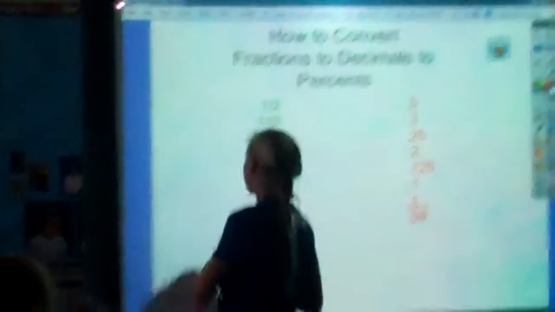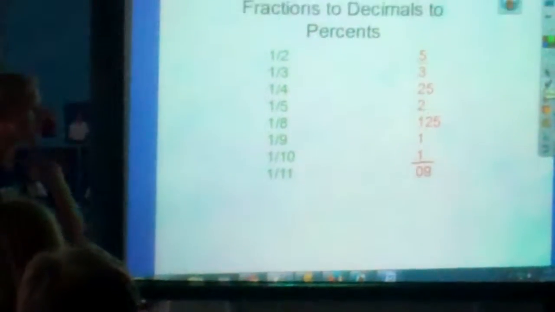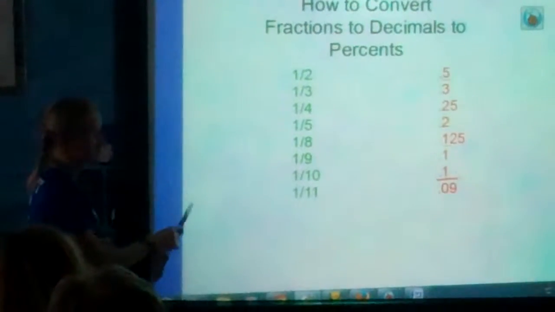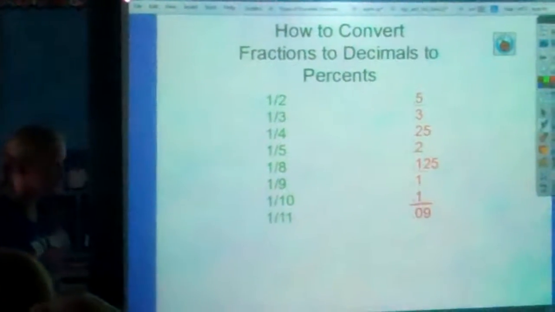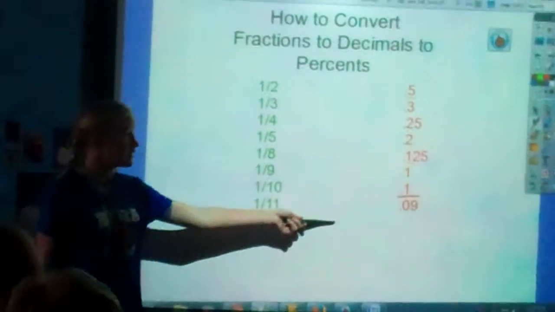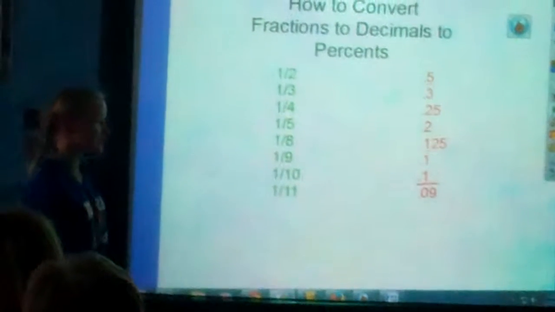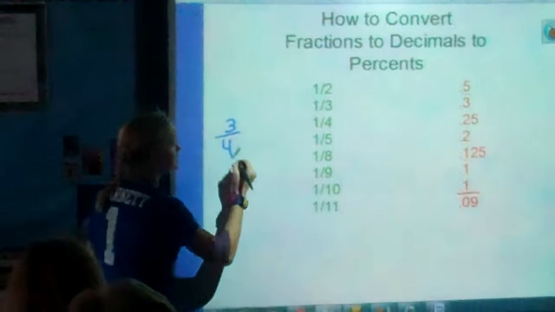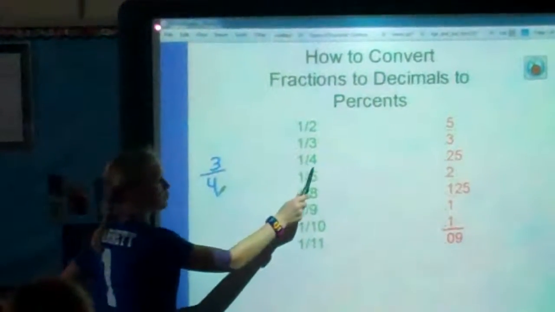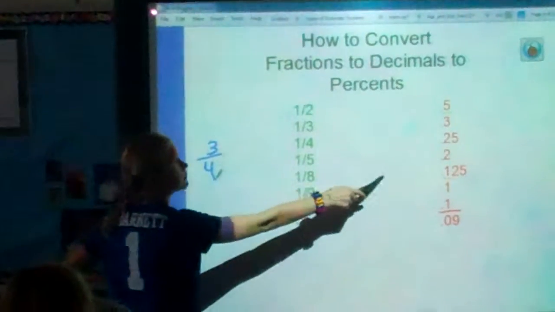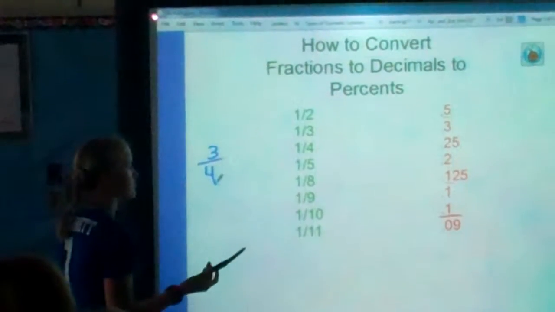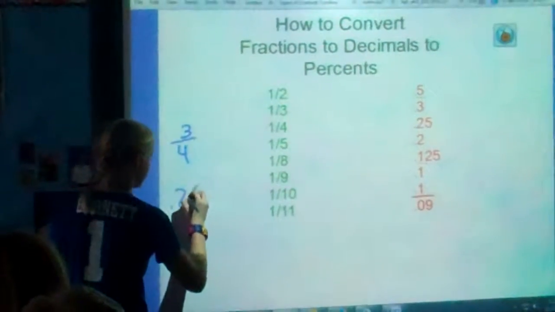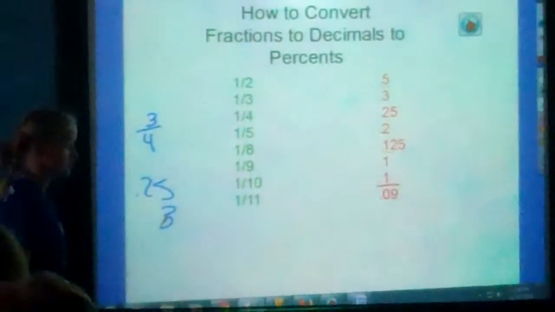Alright, so the next thing you can do is we can memorize our base fractions. All of these are our base fractions, so you should be able to memorize those. So one way we can do that, what if you have 3/4 instead of 1/4? You can multiply 1/4 by 3, so that means you can multiply the decimal of 1/4 by 3. So it would be 0.25 times 3 in order to find 3/4. So let's do that.